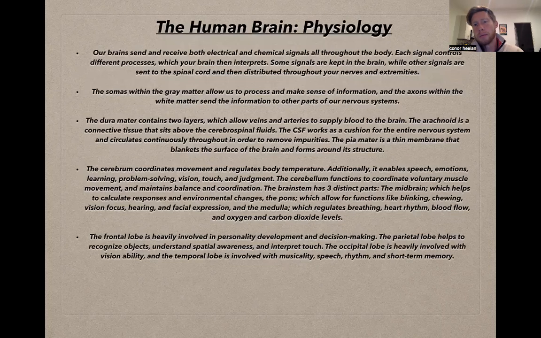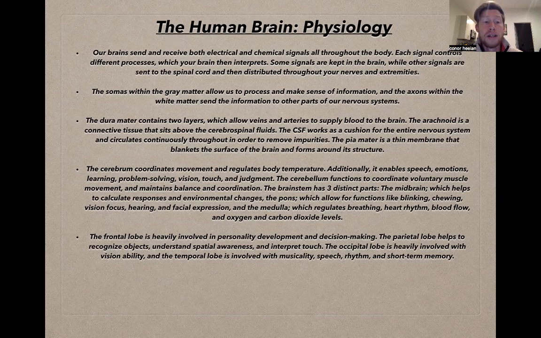So moving on to the human brain and its physiology. Our brains send and receive both electrical and chemical signals all throughout our bodies. Each signal is made up of different processes which your brain then interprets. Some signals are kept in the brain, while other signals are sent to the spinal cord and then distributed throughout your nerves and extremities. The somas within the gray matter allow us to process and make sense of information, and the axons within the white matter send the information to other parts of our nervous systems.